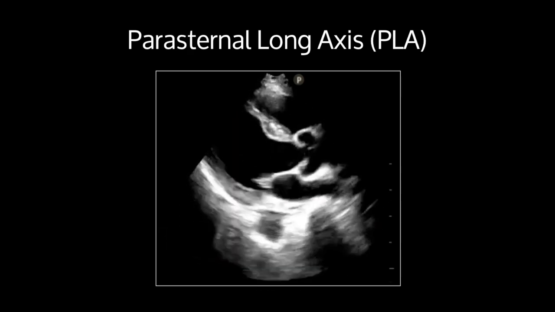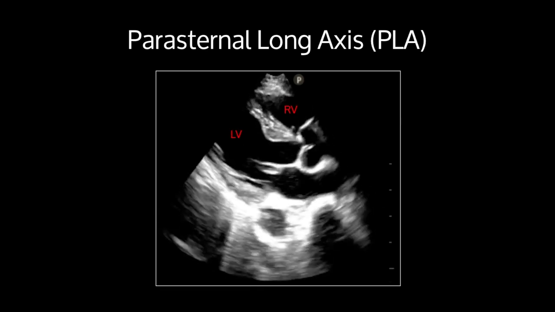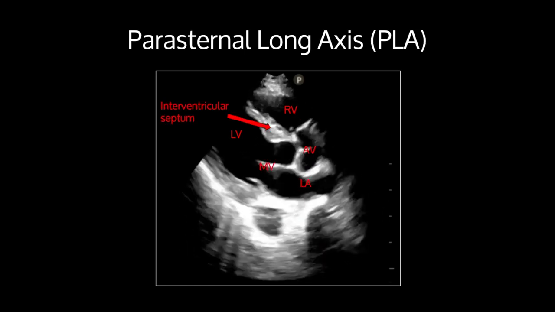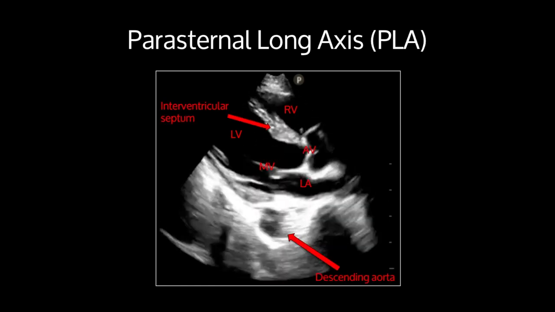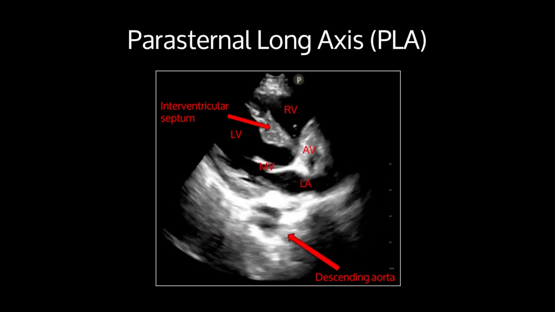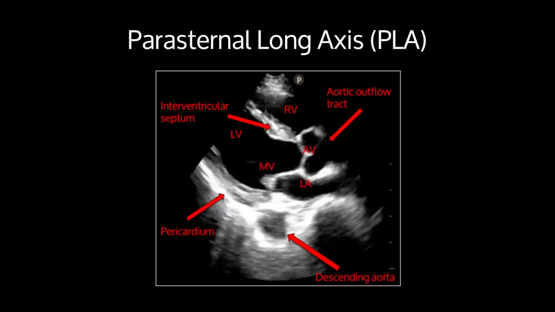The items to identify in the parasternal long axis view are the left ventricle, the right ventricle, the aortic valve and the mitral valve, the left atrium, the interventricular septum, the descending aorta, which will be important for distinguishing between a pericardial effusion and a pleural effusion. We'll talk about that later. Also the aortic outflow tract, and the pericardium.